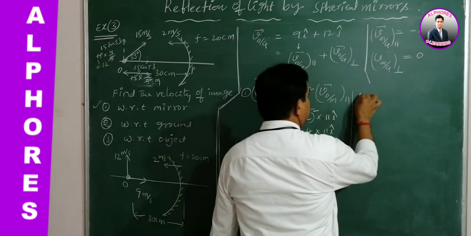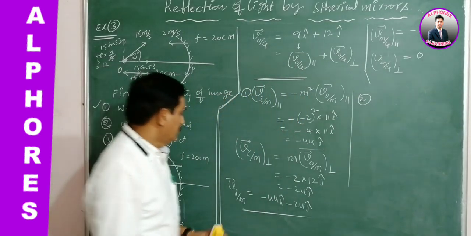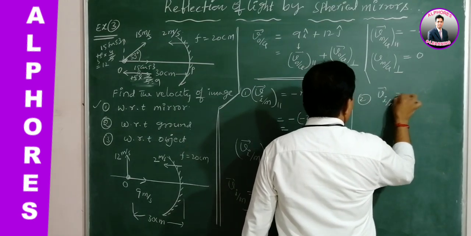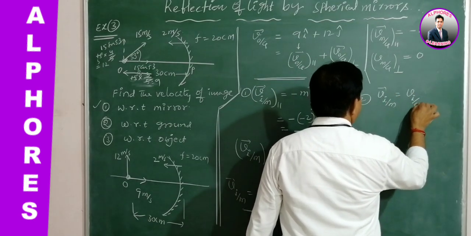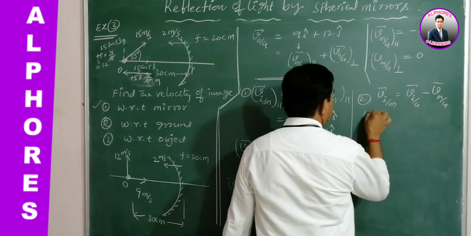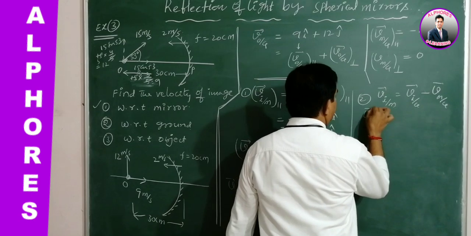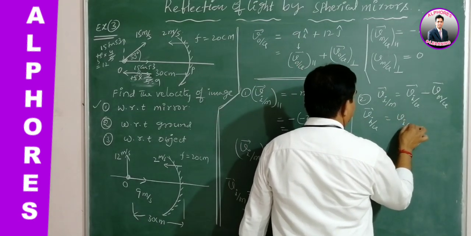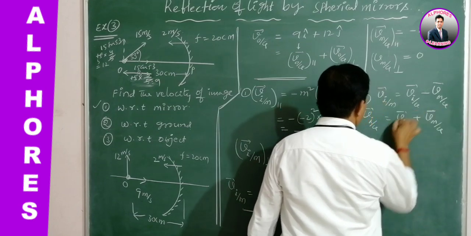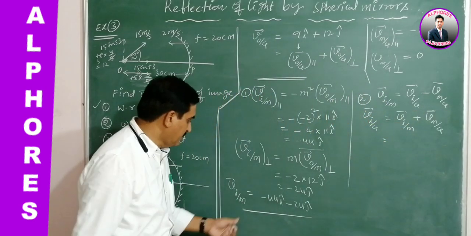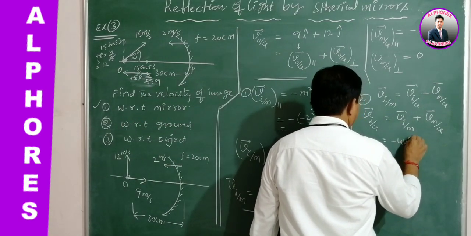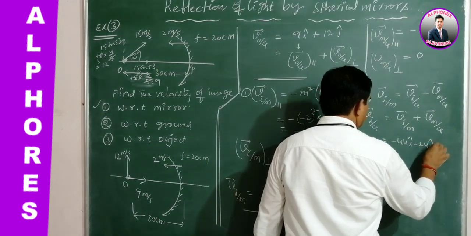The second question is velocity of image with respect to mirror. So velocity of image with ground minus velocity of mirror with ground. Yeah, velocity of image with ground equals velocity of image with mirror plus velocity of mirror with ground. Okay. So image with mirror already calculated, minus 44 i minus 24 j.